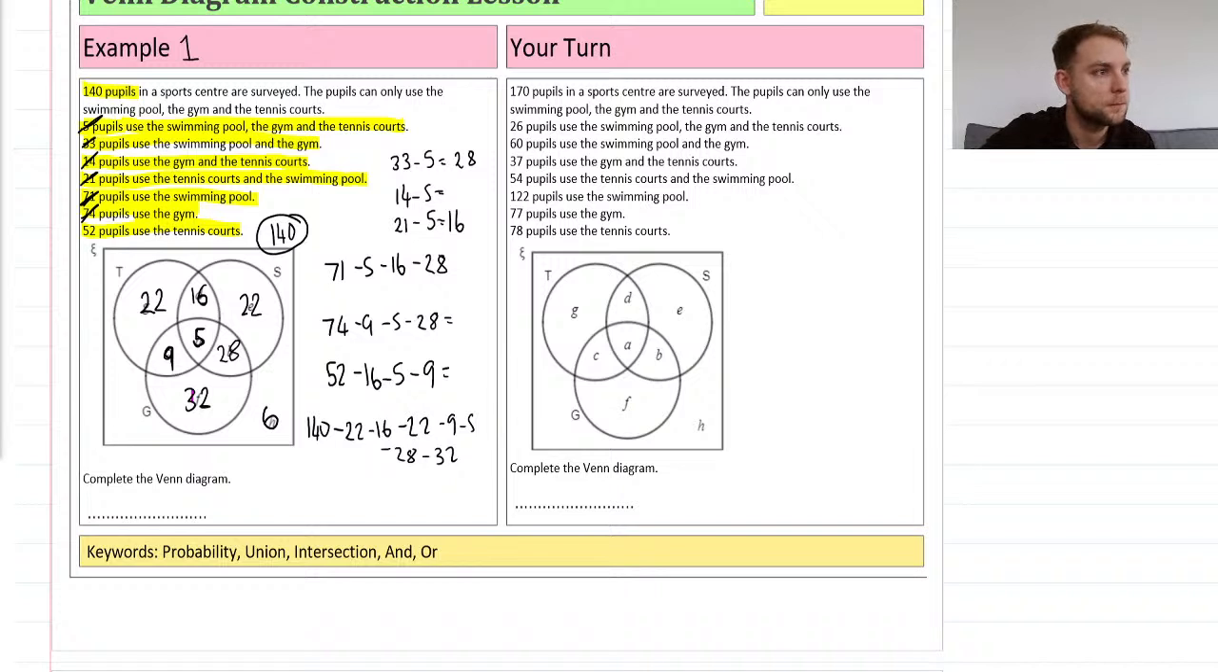So, we've got this question on the right hand side. I want you to have a little go at this one on the right. I'm just going to give you a second to have a little go at that.